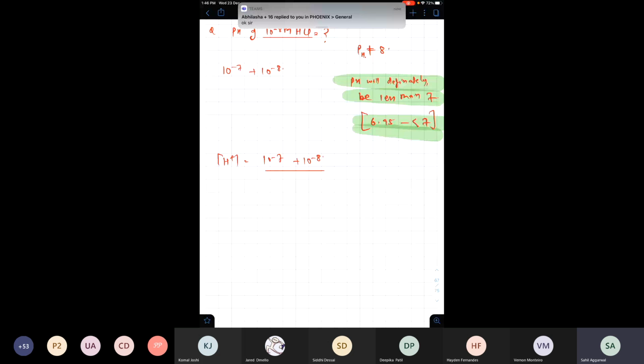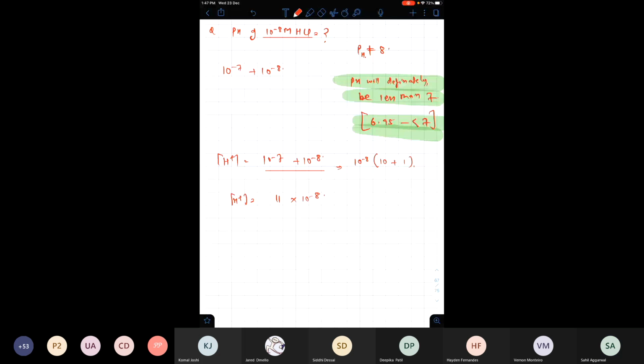Can we solve this? Can we solve this, Deepika? Take 10 to the power minus 8 common. It will be 10 plus 1. H plus concentration is 11 into 10 to the power minus 8. pH will be minus log of 11 into 10 to the power minus 8. It will be 8 minus log 11.